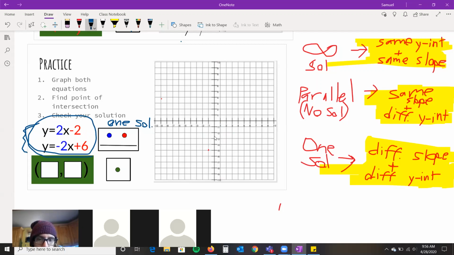I could say start at -2 and slope of 2. So rise 2, run 1. Rise 2, run 1. Rise 2, run 1. Okay, and then I could graph that line.